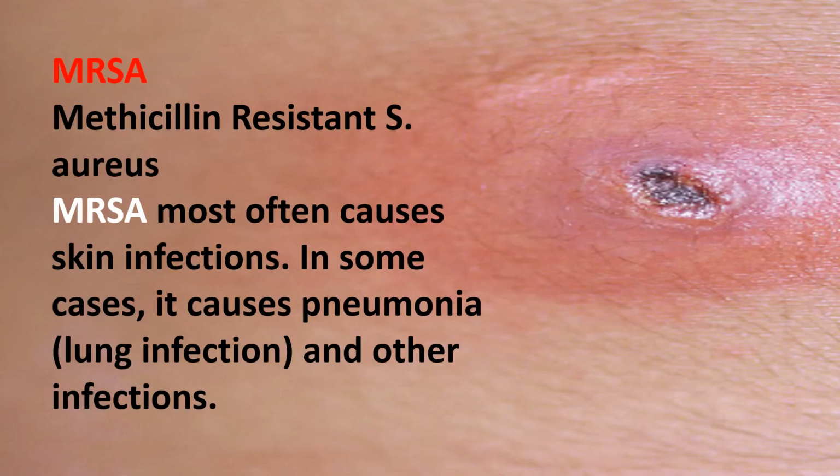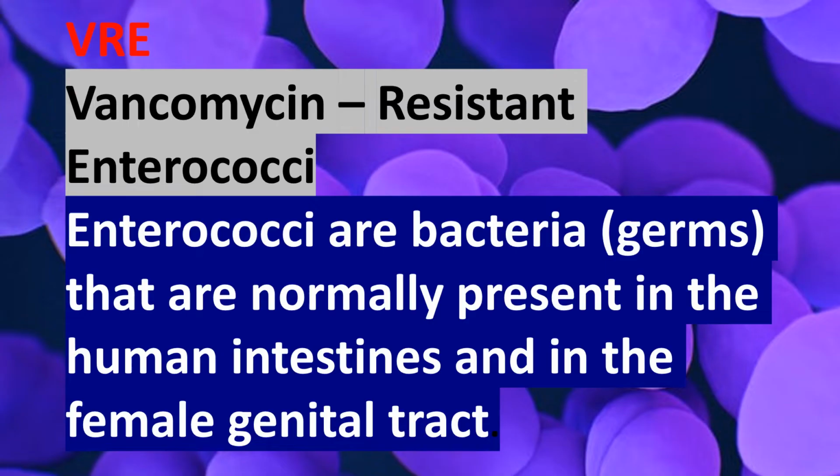MRSA, methicillin-resistant S. aureus, often causes skin infections. In some cases, it causes pneumonia and other infections. VRE, vancomycin-resistant enterococci, are bacteria or germs that are normally present in the human intestines and in the female genital tract.